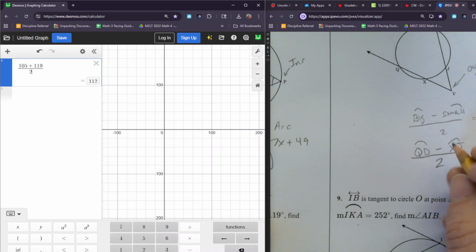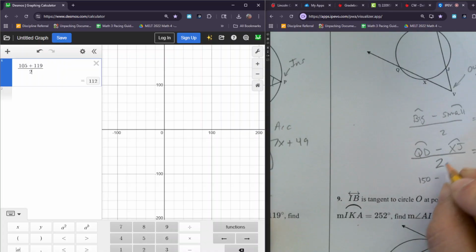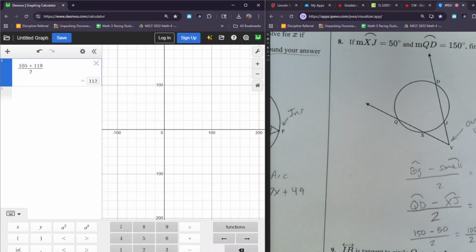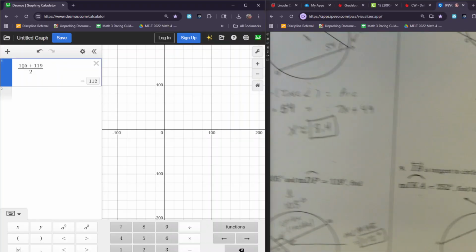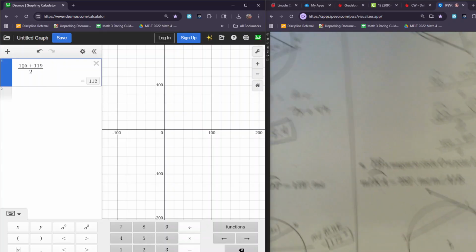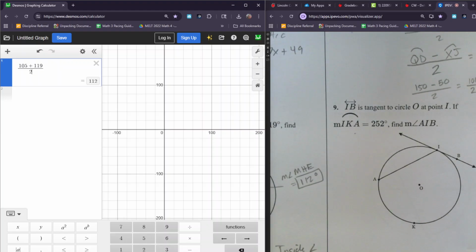So it's the big arc 150 minus the small arc, which is 50, divided by 2. If you put that in a calculator, that's going to be 100 divided by 2, which is 50. I'm trying to keep as much algebraic stuff out here as I can, that way it doesn't make the questions quite as hard to set up.